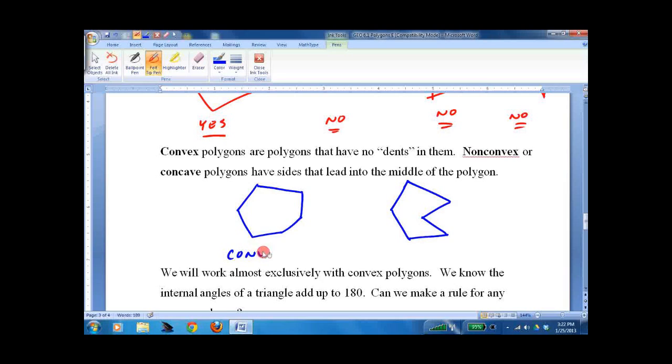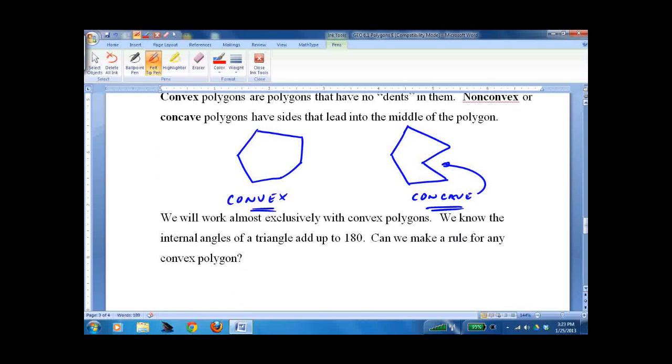Convex has no dents in it, has no internal chunks. Concave has a little cave in it. It's like somebody kicked it and punched it, and gave it a little cave. That's how I remember the difference between the two. Convex does not. Words don't really mean too much, so unfortunately you've got to memorize them. I memorize concave, and then I back out convex from there.